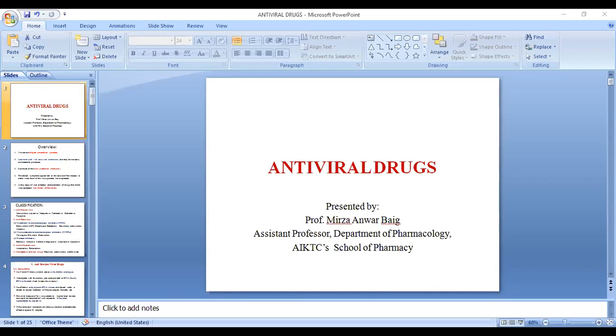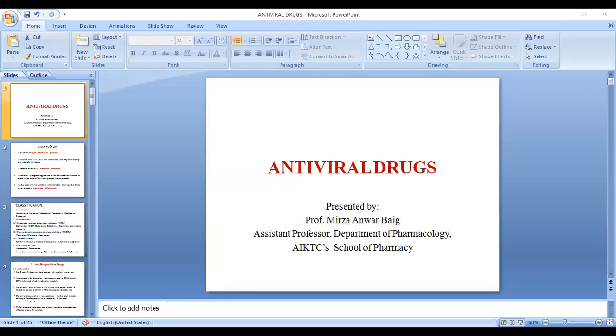Okay, so this is the overview of the virus. Now come to the classification. The first one is anti-herpes virus, or the drugs which are used for herpes virus. The examples are idoxuridine and acyclovir. These are two main drugs, and other drugs have a similar mechanism of action, but the pharmacokinetics may be different or slight differences will be there.